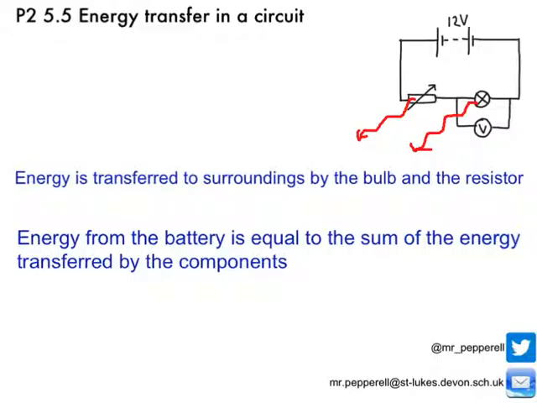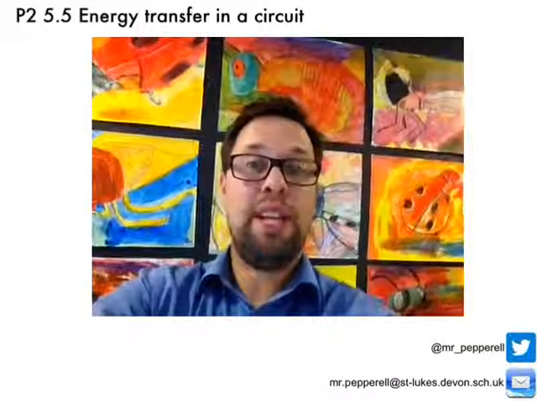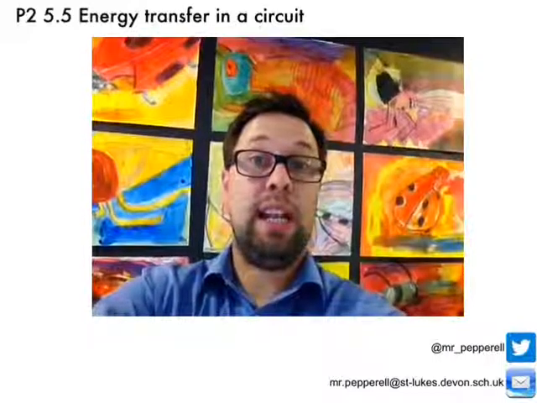And when I looked at the numbers, I could see that the energy from the battery, which was 12 joules going out per coulomb, was equal to the sum of the energy transferred by the components: 10 joules for the bulb, 2 joules for the resistor. Add 10 and 2 together, we got the 12 joules coming out of the battery. So that is what we need to know about energy transfers in an electrical circuit.